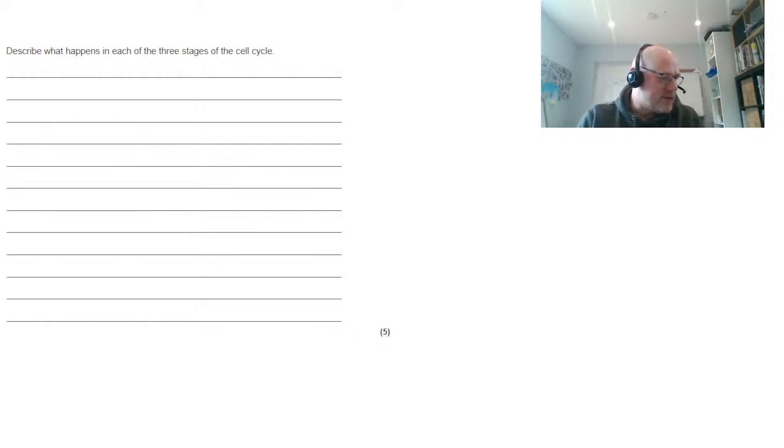Yeah, it doubles its organelles and chromosomes. Perfect. You get 2 marks for that, George. You can also say growing, making protein. There's quite a few things you could say in that first stage. Quite a lot's going on. It's just growing. So when you say growing, you can go into more detail and say growing some more mitochondria, growing some more protein, doubling the DNA.